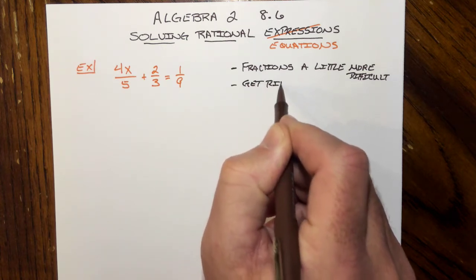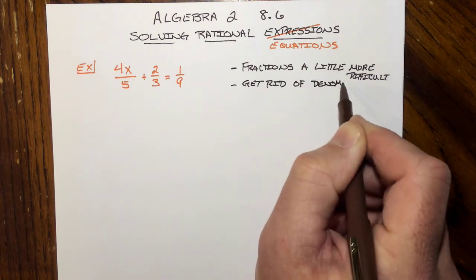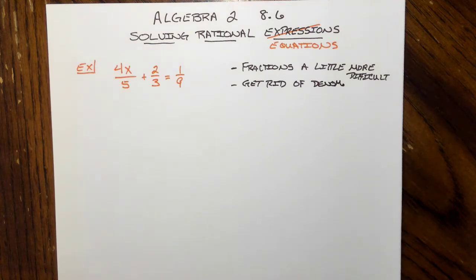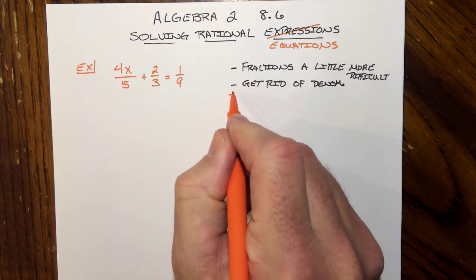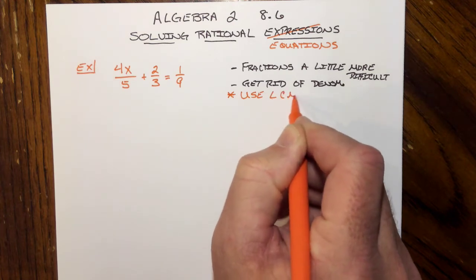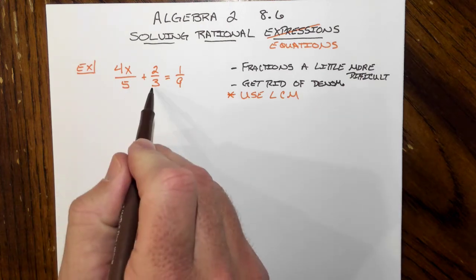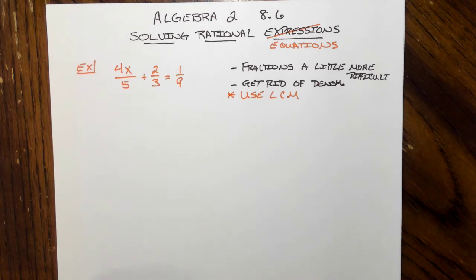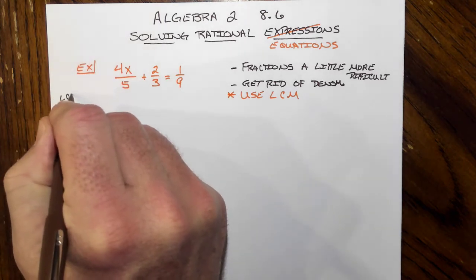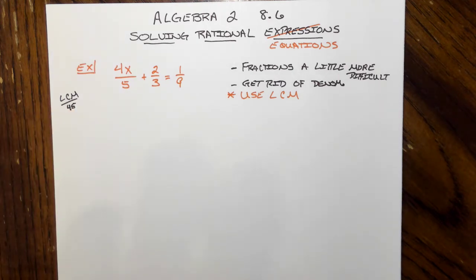Or denominator, I should say. How do we get rid of the denominator? Just like we've been practicing on our last set of notes. Use the LCM, the least common multiple. So as you look at this problem, we see a 5, a 3, and a 9. So our LCM here will be 45.